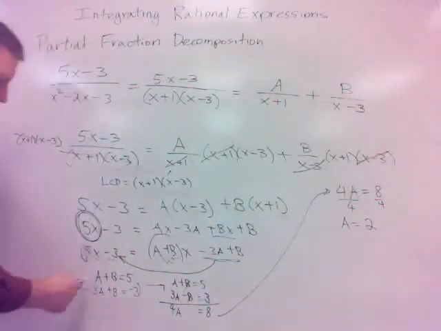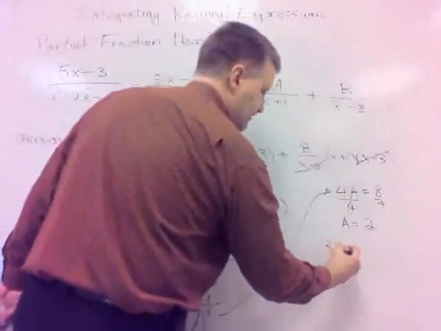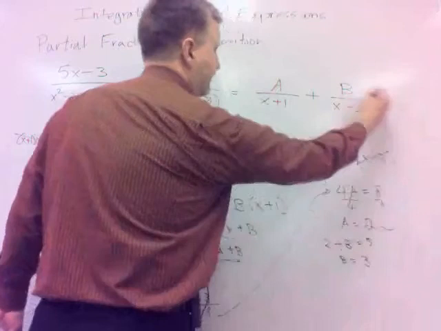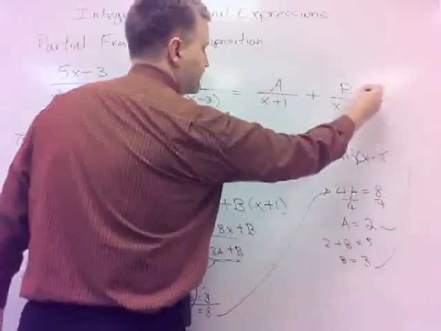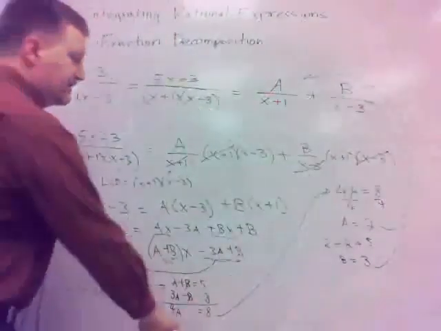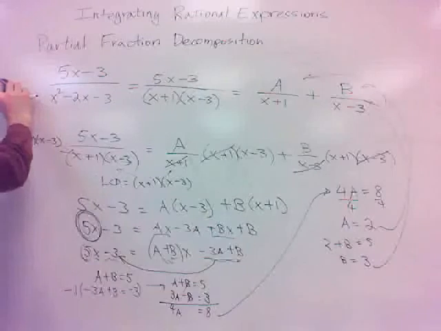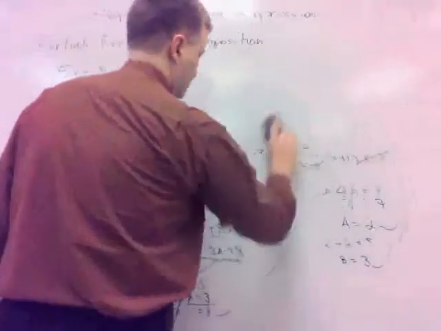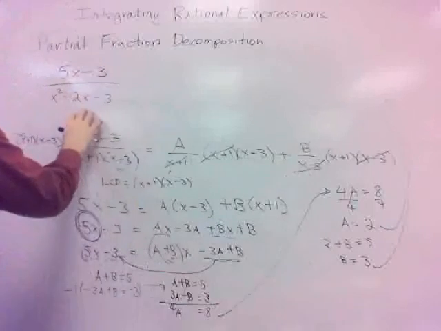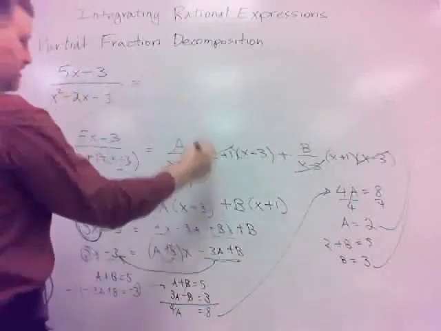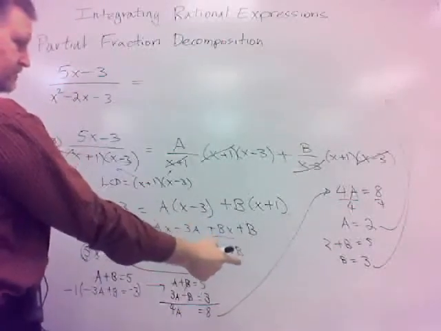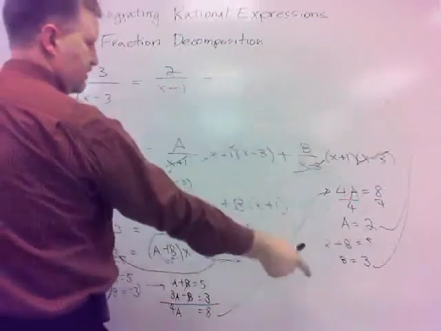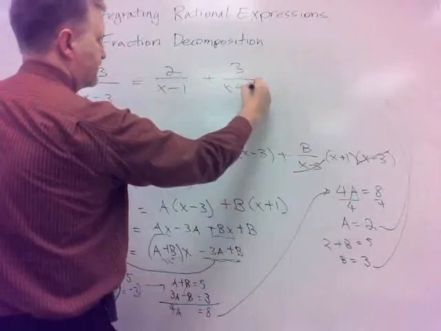Well, if a is 2, a plus b equals 5. So 2 plus b equals 5. Doesn't b have to be 3? There you go. A is 2, b is 3. So our decomposition is this: 5x over x squared minus 2x minus 3 equals 2 over x minus 1 plus 3 over x plus 3.